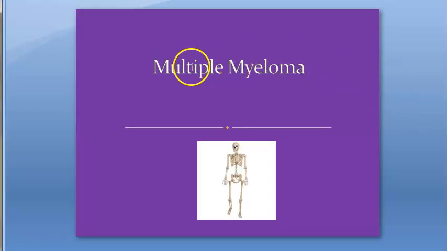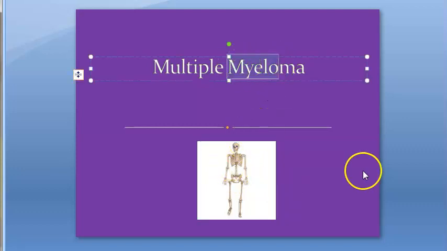Hello, in this video we want to look at multiple myeloma. Multiple myeloma is nothing but a tumor of the bones. The bone has bone marrow, correct? And the bone marrow is called myelo. Bone marrow is myelo.